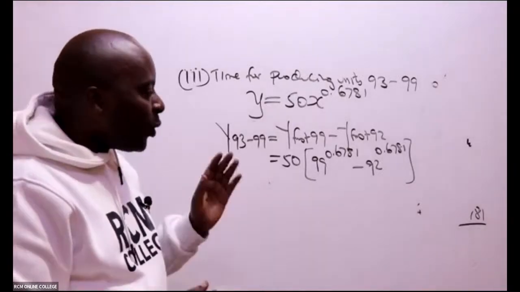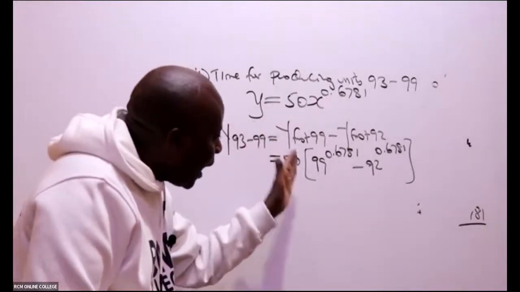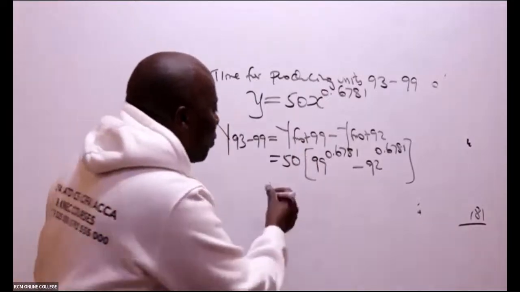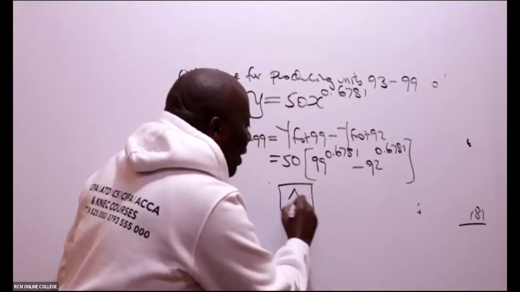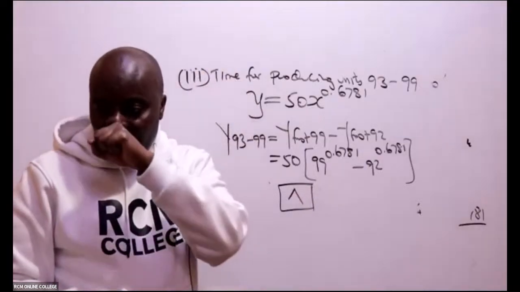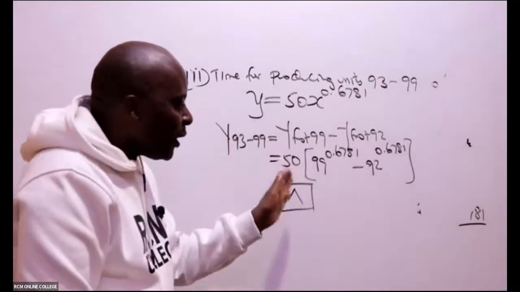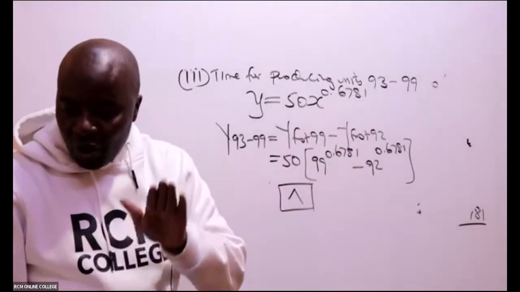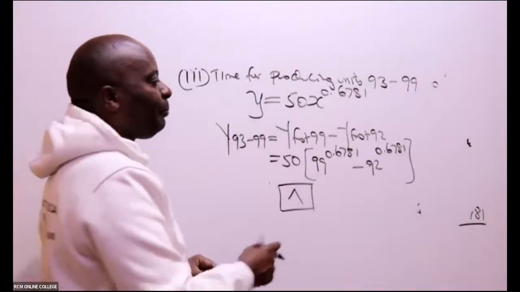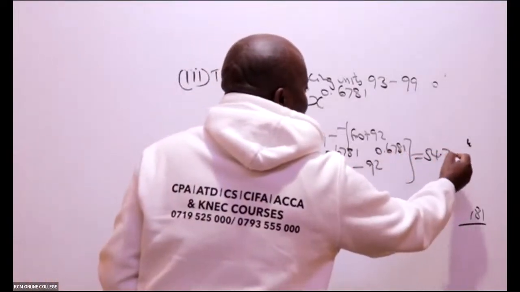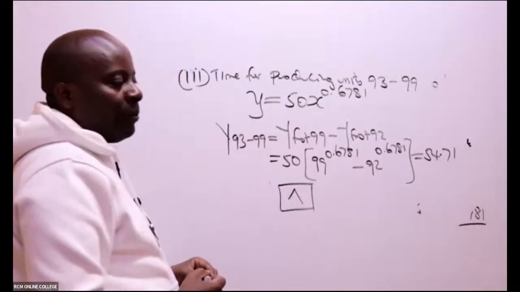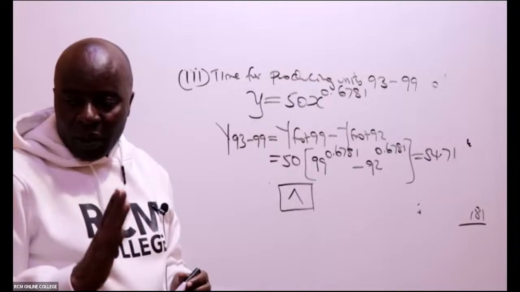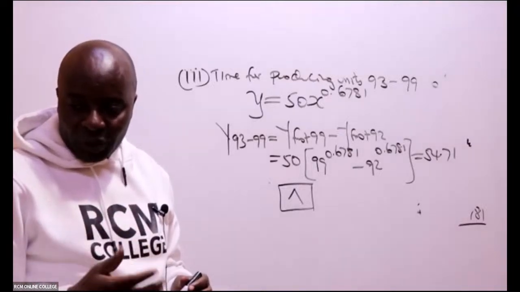So then you get your calculator out. You say 50 times, open brackets, 99. You use this raised. In our calculator, we have that raised. So you say 99 raised to that minus 92 raised to that. You'll be able to get that answer of 54.71. I don't know whether the student who said that they were lost is now able to get something out of this.